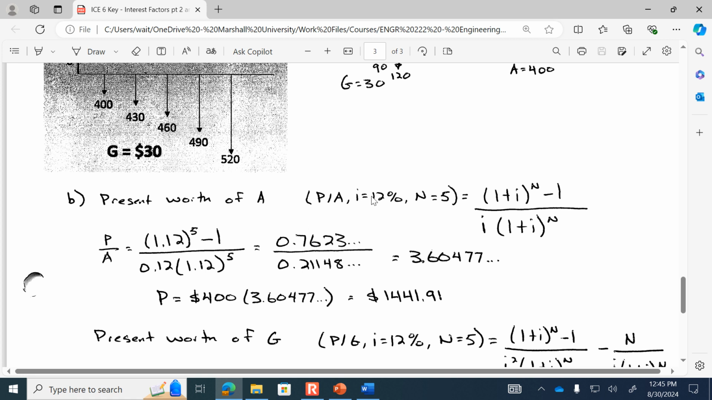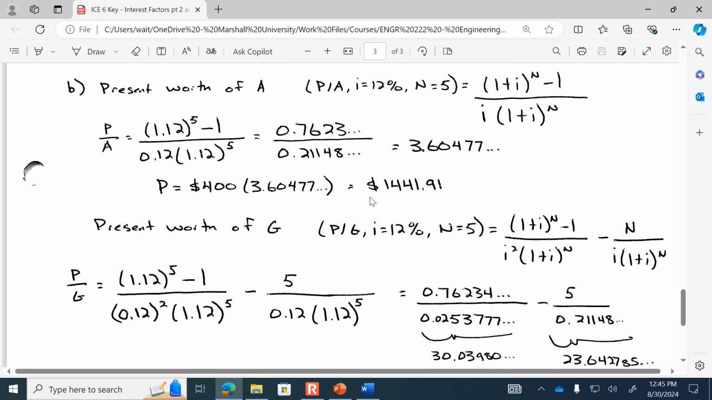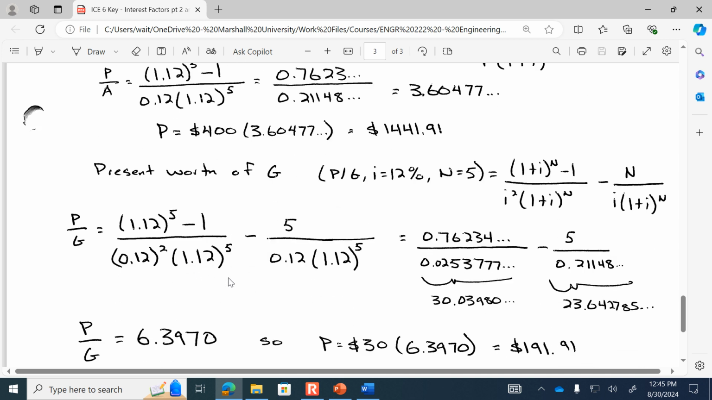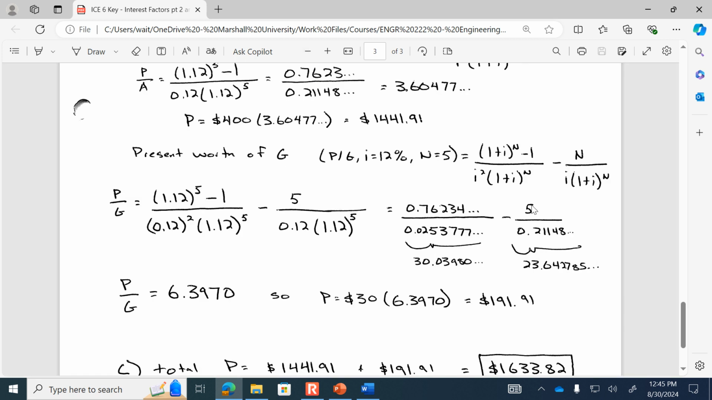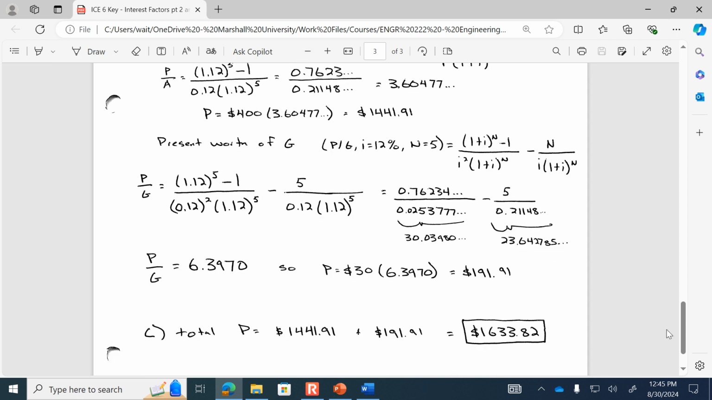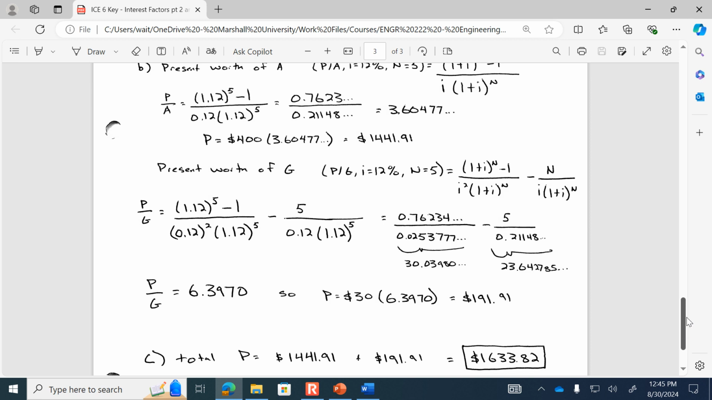And then for the formula for the present worth of the gradient, we substitute in i equals 0.12, n equals 5, and the P divided by G factor should be 6.3970. So then the value of the gradient at the present is $191.91. So the total is just adding up those two together, and it's $16.33 and 82 cents.